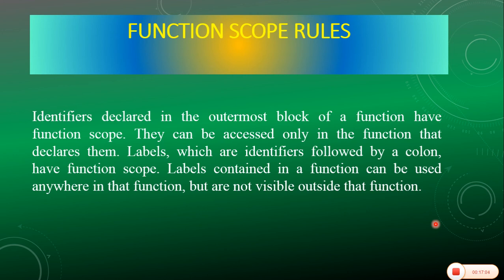Now, function scope rules. Identifiers declared in the outermost block of a function have function scope. They can be accessed only in the function that declared them. Labels, which are identifiers followed by a colon, have function scope. A label contained in a function can be used anywhere in that function but is not visible outside the function. If you are using any variables or parameters, they are all accessible inside that function. Outside the function, they are unknown.